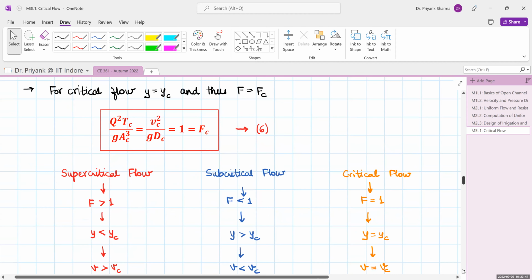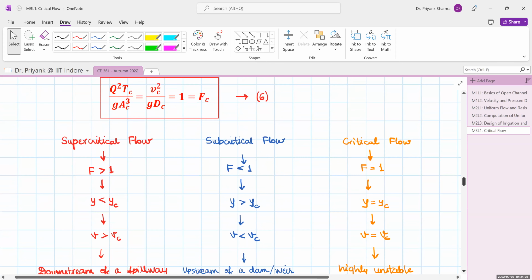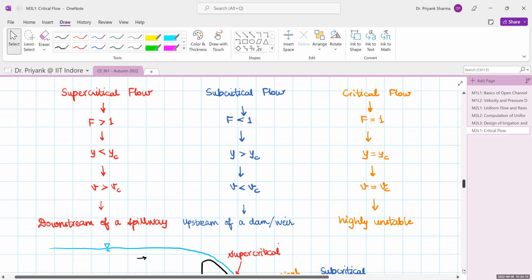Now for critical flow, your y is equal to yc and your F is equal to Fc. So the equation is rewritten as Q²Tc/gAc³ = Vc²/gDc = 1 = Fc. That is the Froude number at critical flow. With the help of this, we can understand the types of flow based on the Froude number. If the Froude number is greater than 1, it is a supercritical flow, if less than 1, it is a subcritical flow, and Froude number 1 is a critical flow.